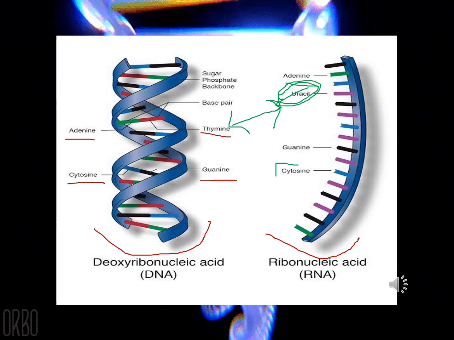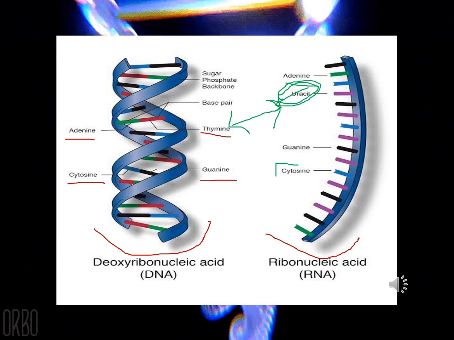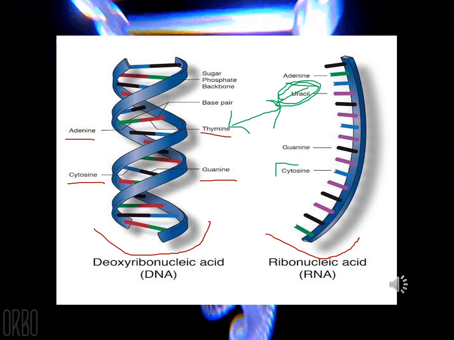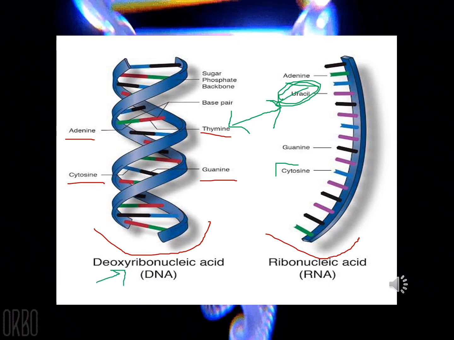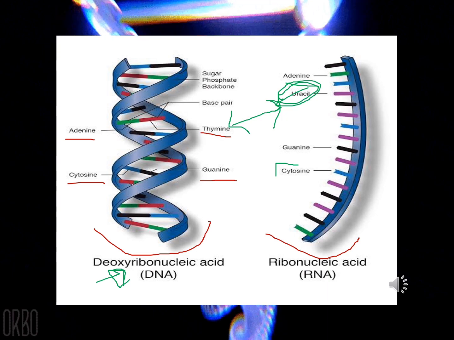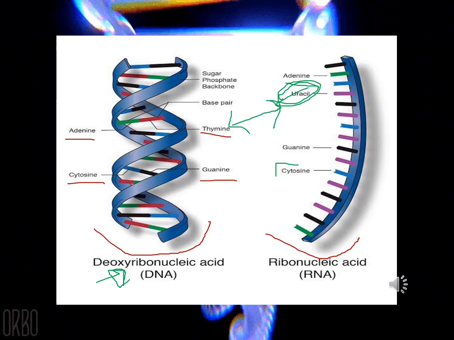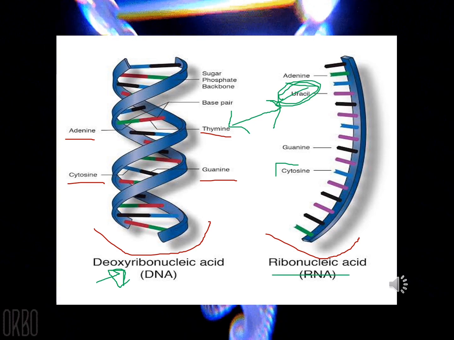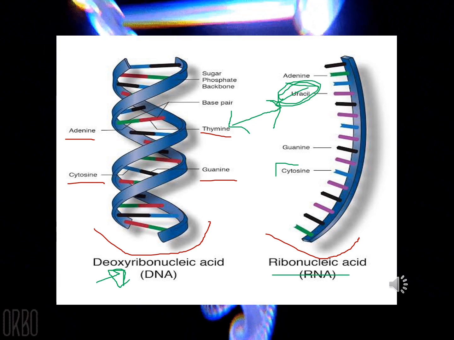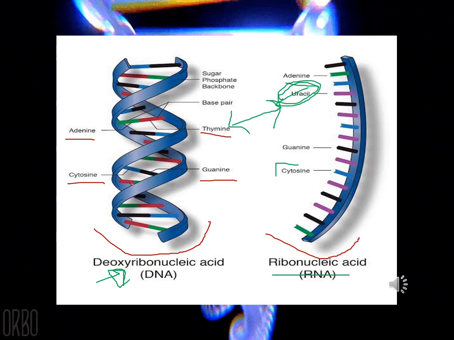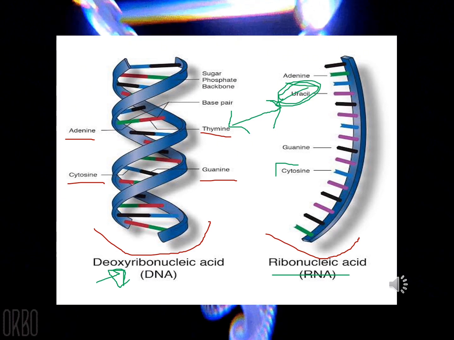The same case. The last difference is the sugar. The sugar in the deoxyribonucleic acid is deoxyribose sugar. For the ribonucleic acid, it's the ribose sugar. That's why the DNA is deoxyribonucleic acid, and the RNA is ribonucleic acid.